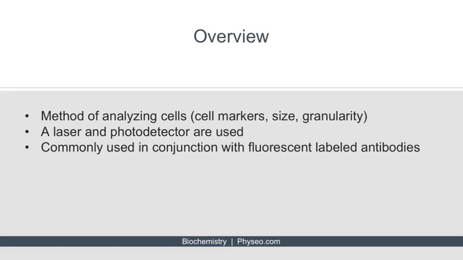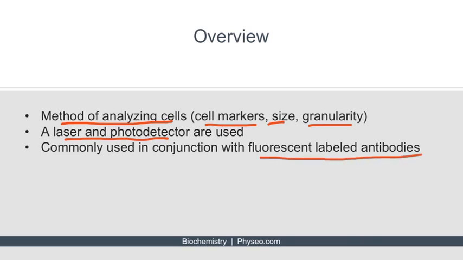Let's get started. Flow cytometry is a lab technique that can be used as a method of analyzing cells. For example, it can analyze cell markers, cell size, and granularity. The cells are analyzed as they move through the flow cytometer in combination with a laser and a photodetector. One powerful way to utilize flow cytometry is by combining it with fluorescent labeled antibodies.